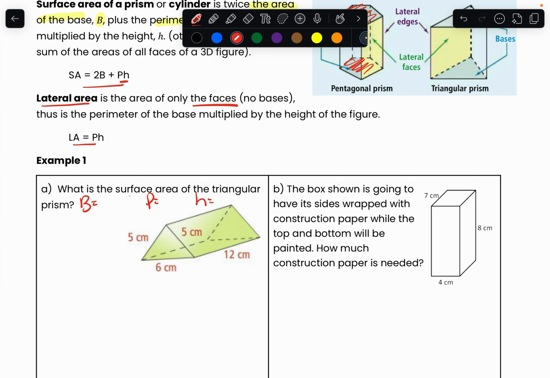Just looking at it, I know the height of my prism is 12. For the perimeter of my base, since it's a triangular prism, the face that does not include the rectangular shape is my base. So my perimeter of the base is 5 plus 5 plus 6, which gives me 16. Now I need to find the area of my triangle.